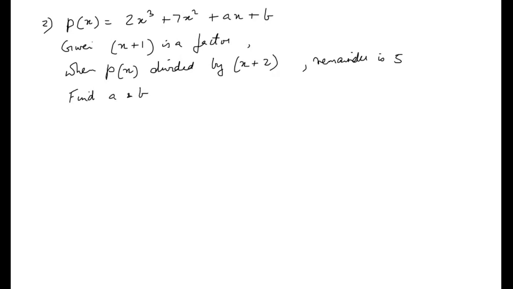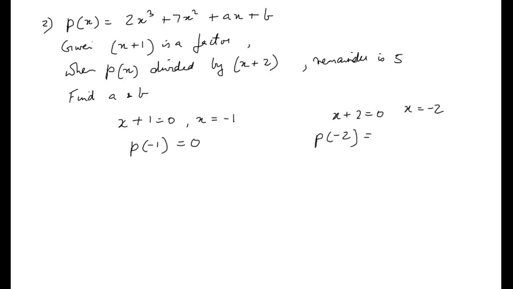So here, the first statement, given x plus 1 is a factor, we find the value of x first by equating x plus 1 to 0. So this gives me x is equal to minus 1. P of minus 1 must be equal to 0 because x plus 1 is a factor and the remainder must be 0. The next one is when P of x is divided by x plus 2. So I'm going to equate x plus 2 to 0. I get the value of x equal to minus 2. So P of minus 2 gives me a remainder of 5. So P of minus 2 must be 5. These are the two equations that I'm going to make and solve simultaneously.